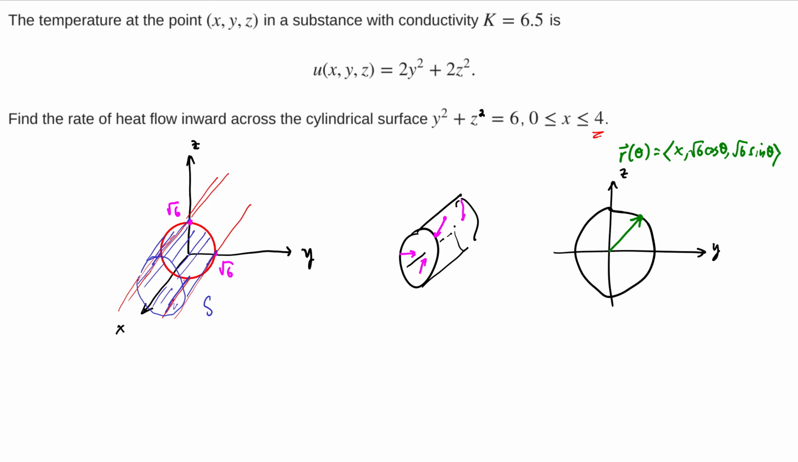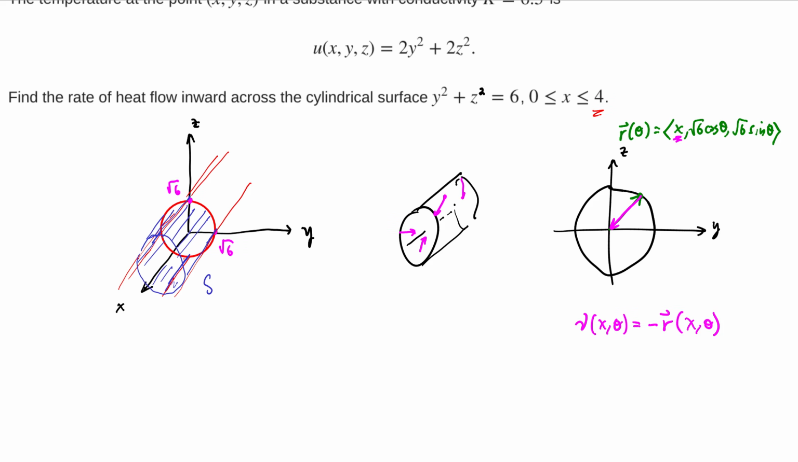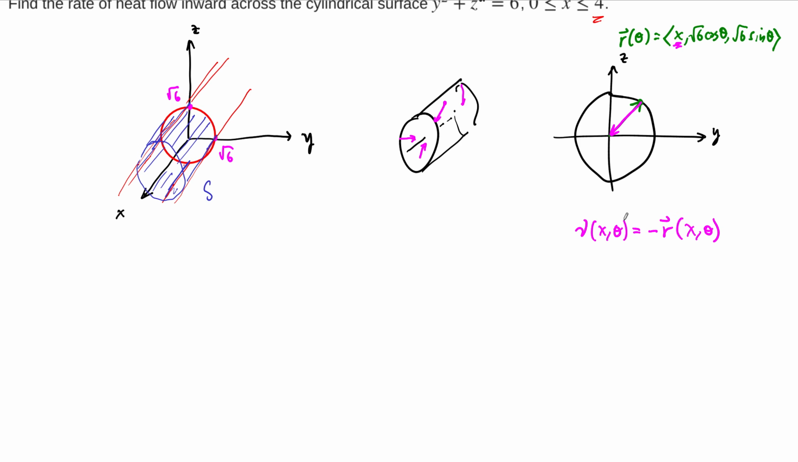This vector points directly outward from the x-axis to the boundary of the cylinder. The normal vector that points inward is going to be just the negative of this, right? So our nu of x and theta is just equal to negative r of x and theta. I didn't represent this as a function of x, but it is, because x is a variable here. And so this is our normal vector that we want to add up.